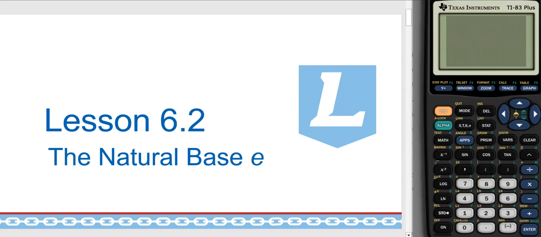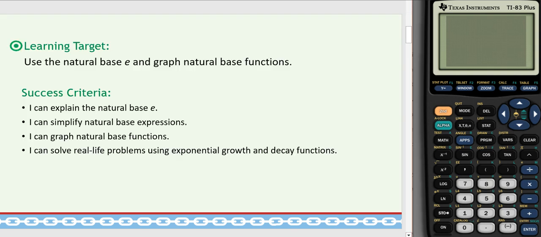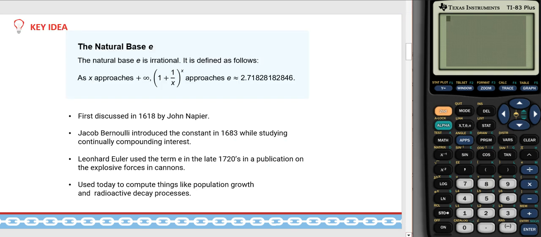For our next lesson, Chapter 6.2, the natural base e is what we are talking about today. The natural base e is an irrational number, sometimes just called the natural base. It is defined as this function there. What it is used for is looking at how we can calculate things that are compounding continuously.